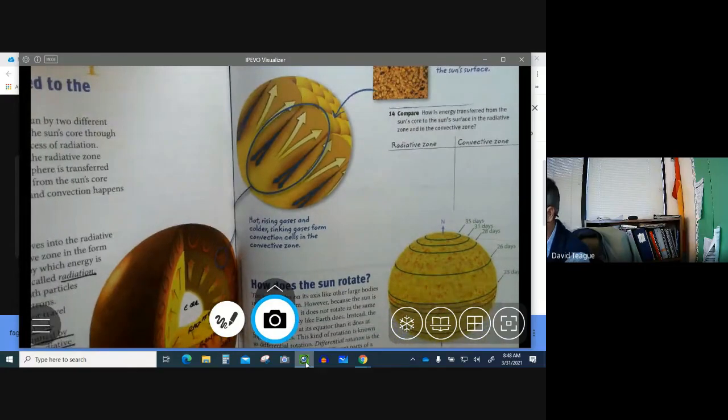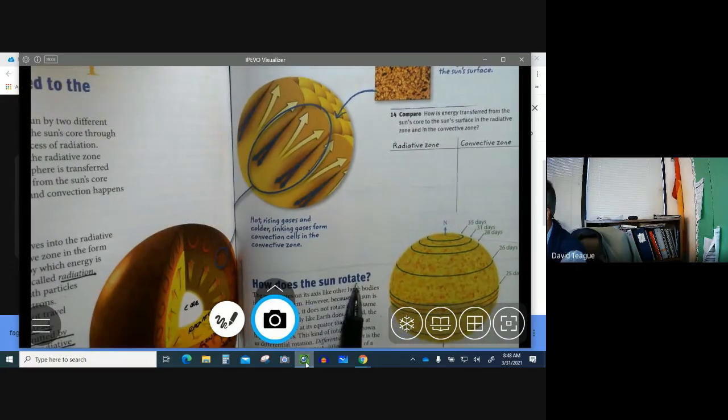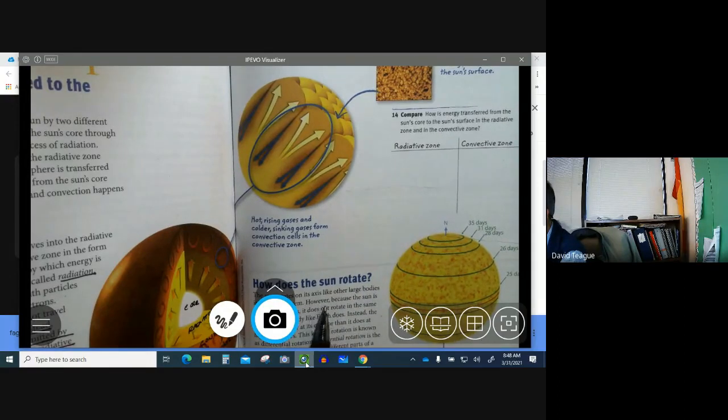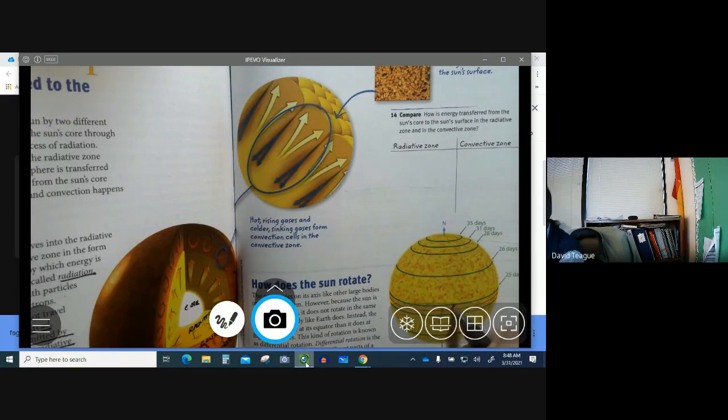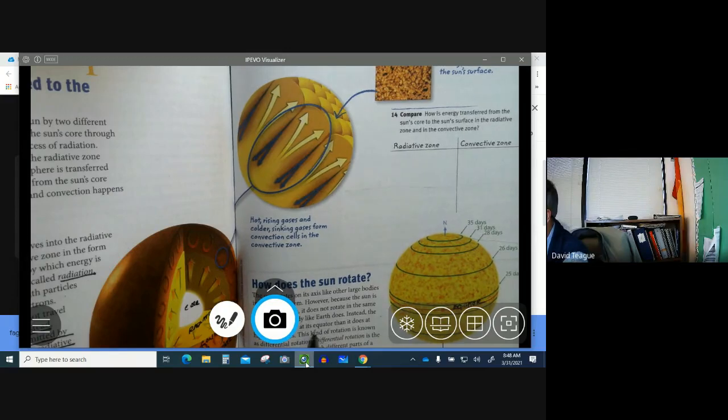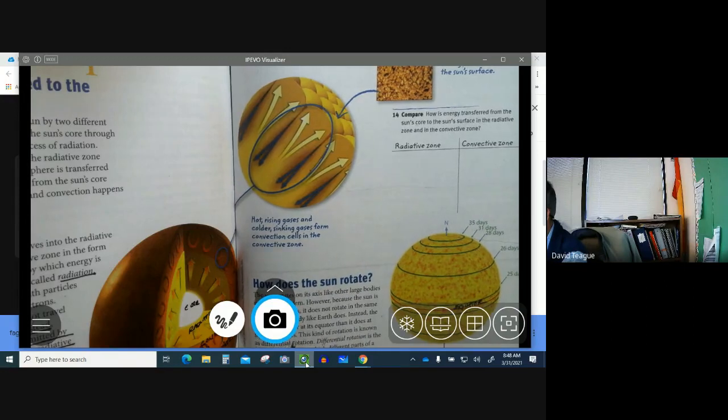Okay. So it says, how does the sun rotate? The sun rotates on its axis like other large bodies in the solar system. However, because the sun is a giant ball of gas, it does not rotate in the same way as a solid body like Earth does. Instead, the sun rotates faster at its equator, which is right here. This is the equator, which is the middle. It has the root word of equal, right, or middle, than it does at higher latitudes. This kind of rotation is known as differential rotation.